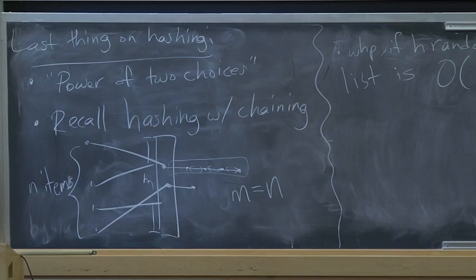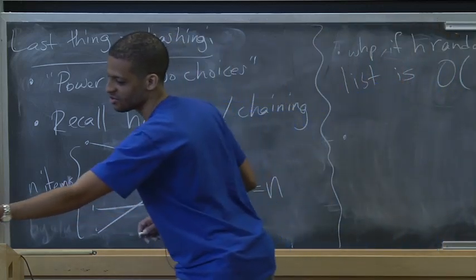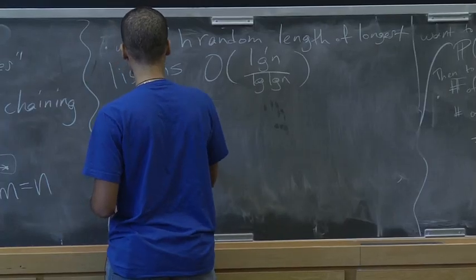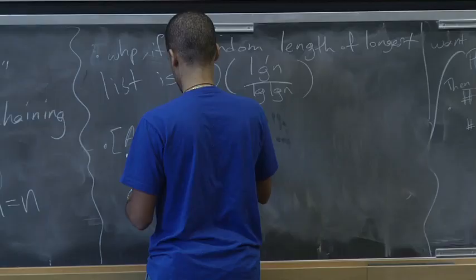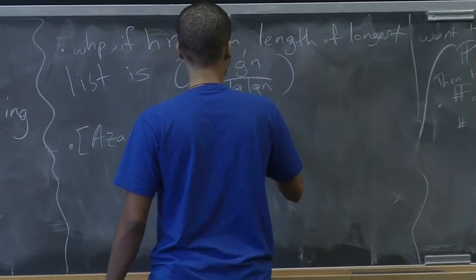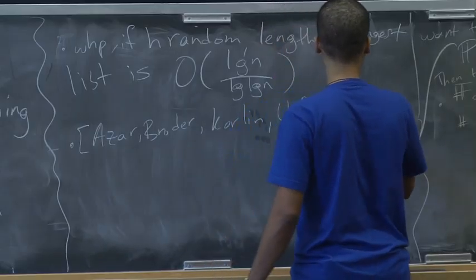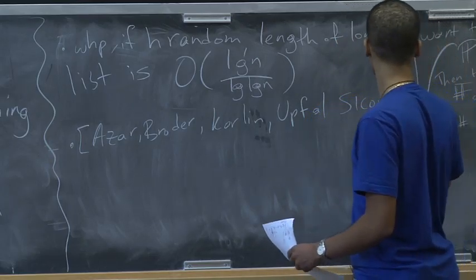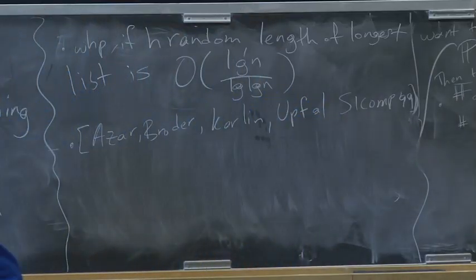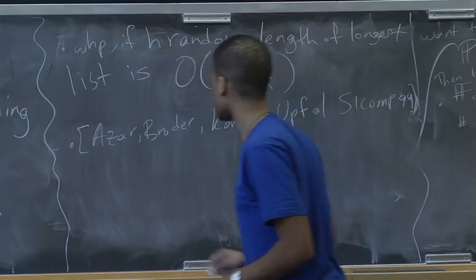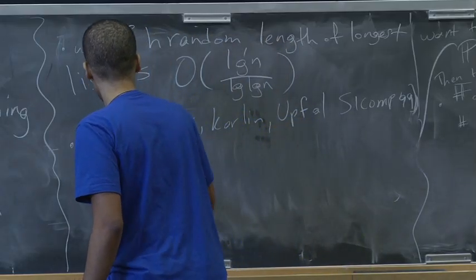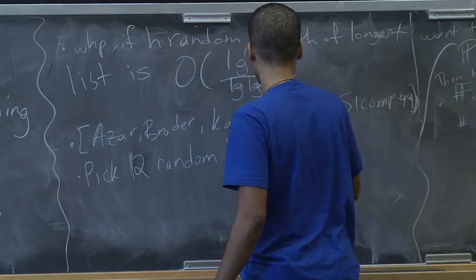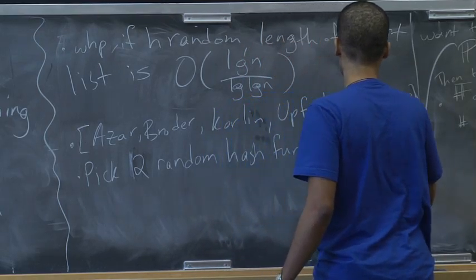So here's a simple idea. Let me make sure I give the proper reference. This is Azar, Broder, Karlin, and Upfal, SICOMP 99. So the idea here is to pick 2 random hash functions, g and h.